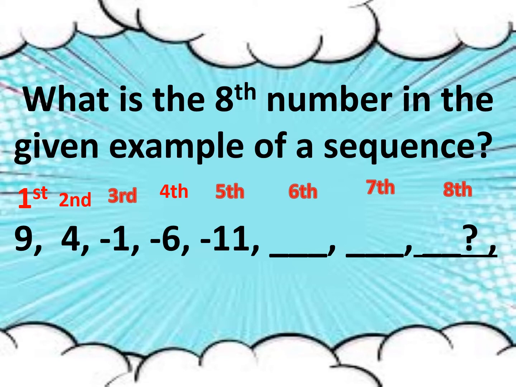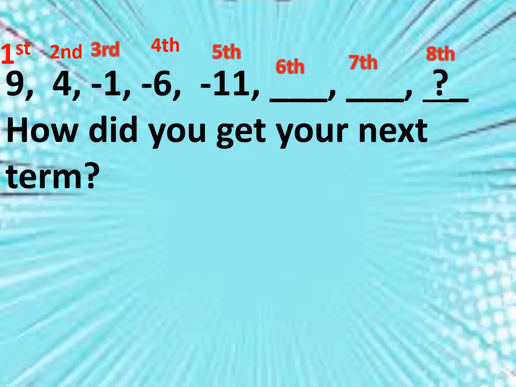What is the 8th number in the given sequence? The first term is 9, the second term is 4, the third term is negative 1, the fourth term is negative 6, the fifth term is negative 11, and then the sixth, the seventh, and the eighth term. We're looking for those terms. How did you get your next term?